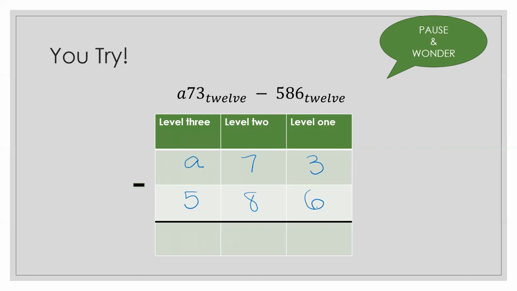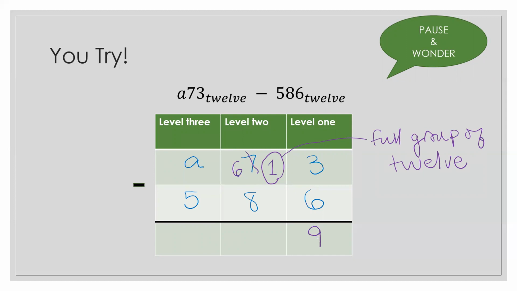Okay, so I know I have to regroup the 7 to be 6 and one more. This one more is a full group of 12. A full group of 12. I take 6 away from that. I have 6 left. 6 plus 3 is 9.